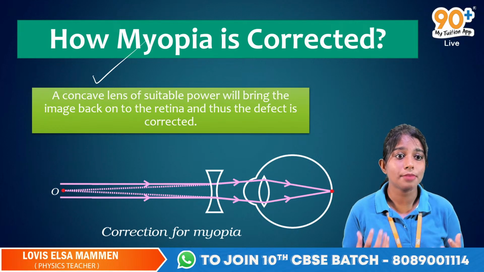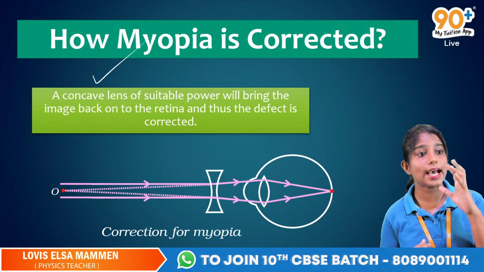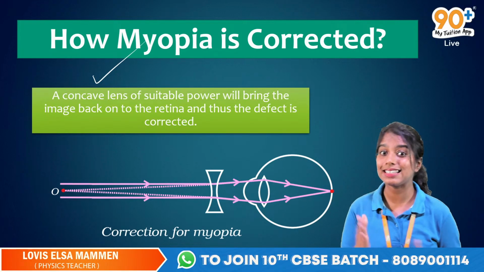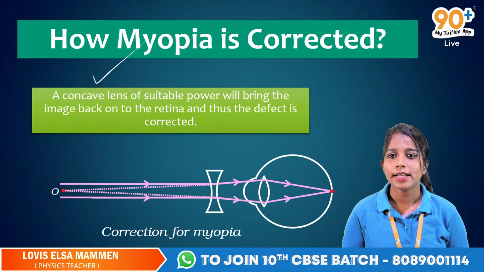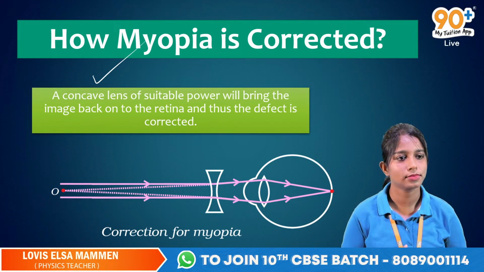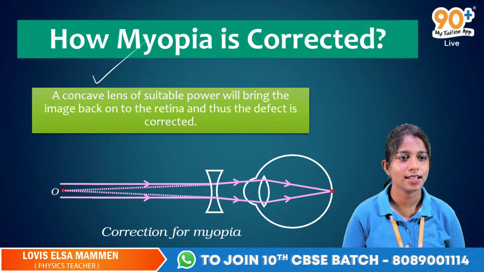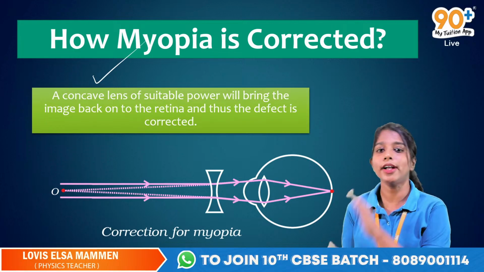But in some cases, the question paper can be a little tough. So in that case, you can expect a question indirectly. How can it be asked? Name a defect of vision in which image is formed in front of the retina. Which is the defect?